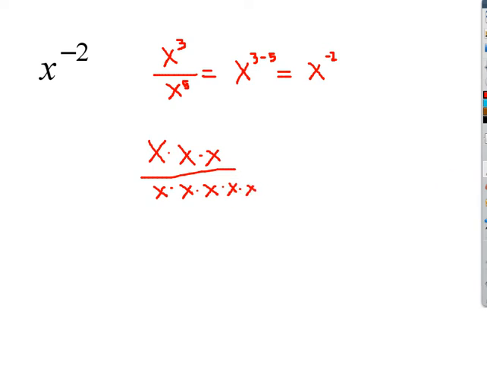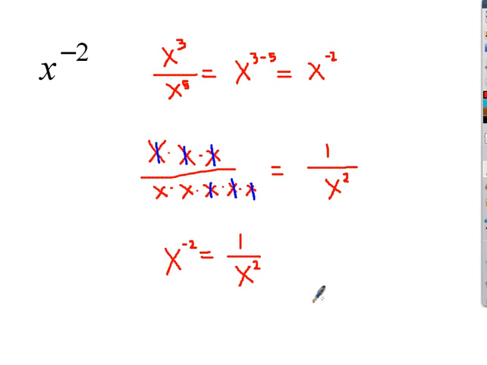Now we can start canceling. This x and this x become 1. This x and this x become 1. This x and this x become 1. And I end up with 1 times 1 times 1 on the top, which is simply 1, over x squared. So we know that x to the negative 2 power is equal to 1 over x to the 2nd power.